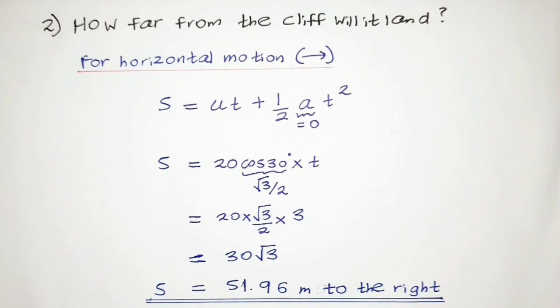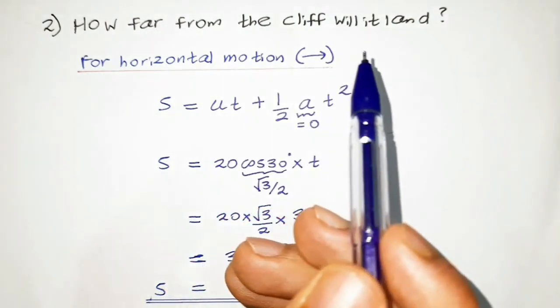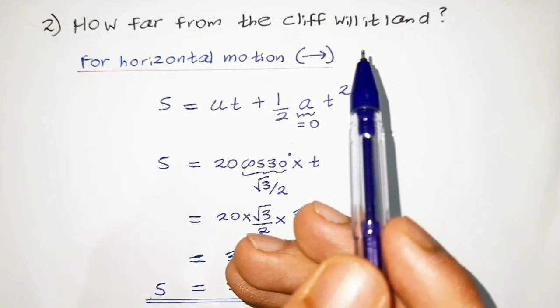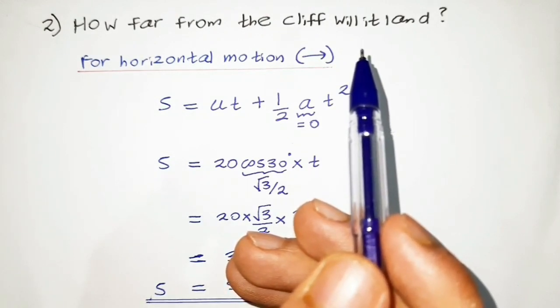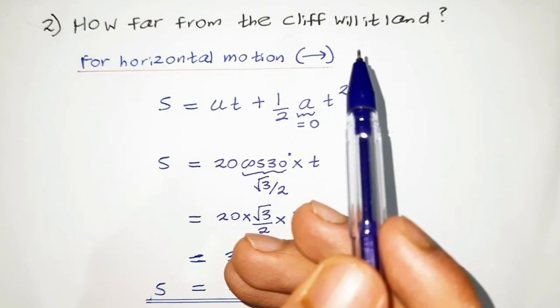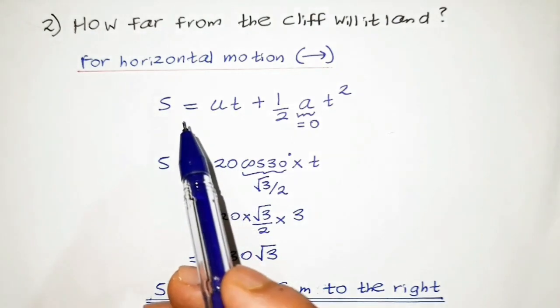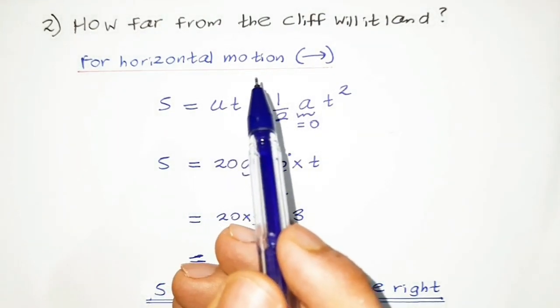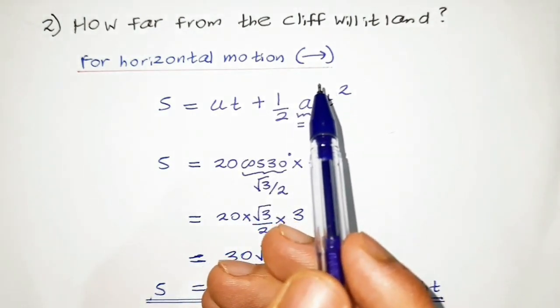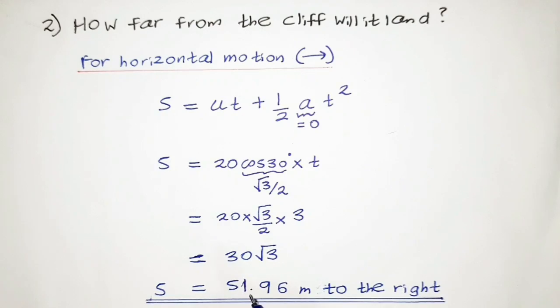The next question that we need to answer is how far from the cliff the drill will land when it is initially projected at an angle of 30 degrees to the horizontal with the initial velocity u, which is equal to 20. When we consider the equation s equals ut plus half at squared for the horizontal motion in the x direction, we can obtain that the displacement would be 51.96 meters to the right.